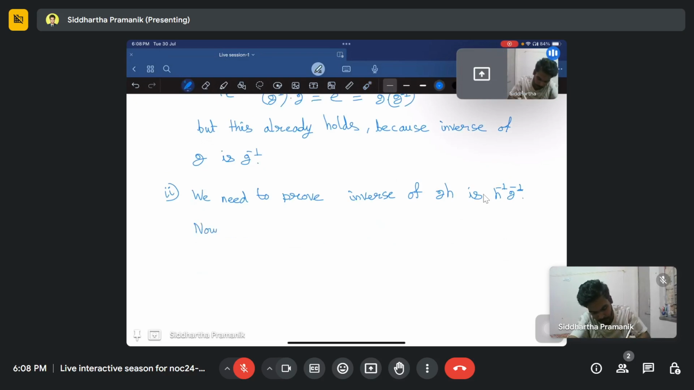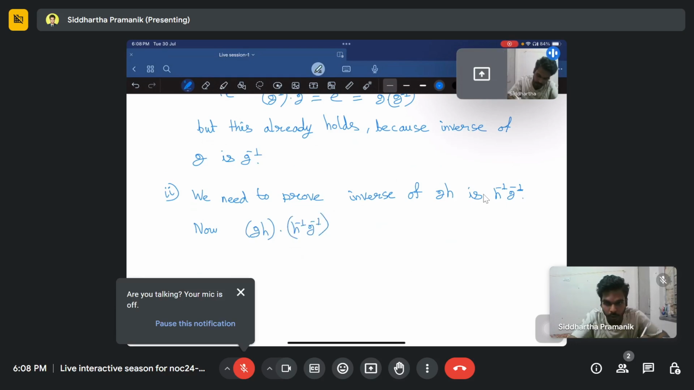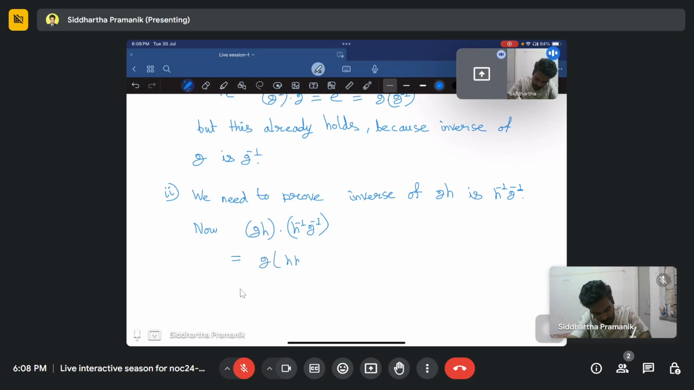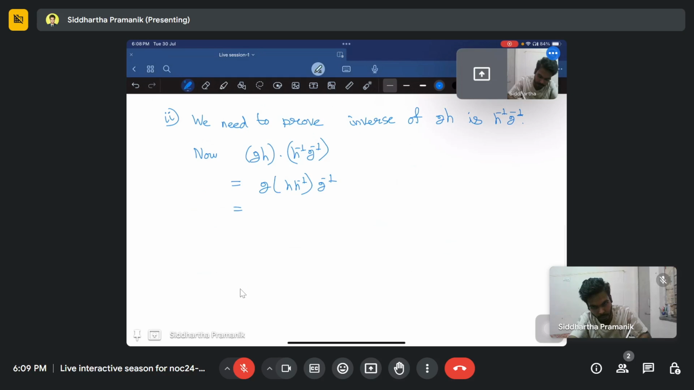So now gh times h inverse g inverse. So this should come out as the identity element of G. So you now use the associativity. So that is g h h inverse g inverse, right? So this is same as g e g inverse. So we can write it g g inverse. That is nothing but the identity element.